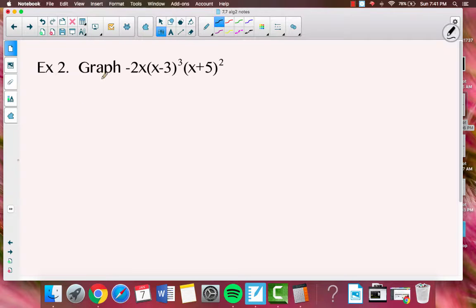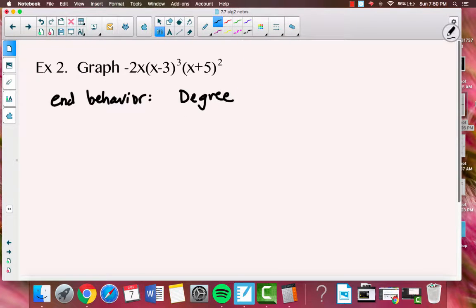So the first example here says graph the equation negative 2x times (x minus 3) cubed times (x plus 5) squared. So remember, the first thing we want to look for is our end behavior. This is something you can find in any polynomial. So when it's factored, you have to think about what the degree would be when it's FOILed out in its standard form. In order to figure out the degree in its standard form, you do not have to multiply everything out. So instead, we just have to count up all our x's.